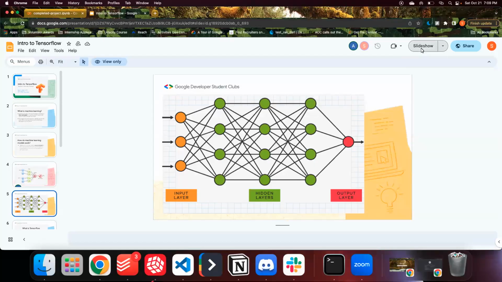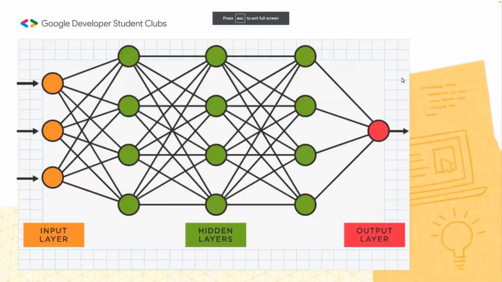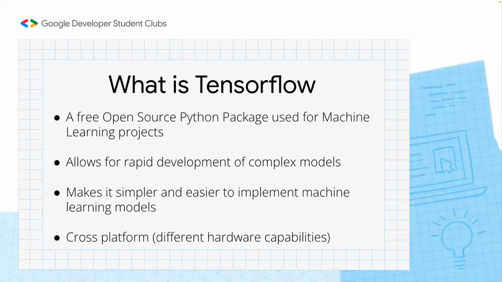And these are the layers that really make a neural network work. And then obviously there's the output layer, which gives you a binary output, 1 or 0. So what is TensorFlow? That's a package that we're going to be using today and introducing to you guys. It's a free open source Python package.